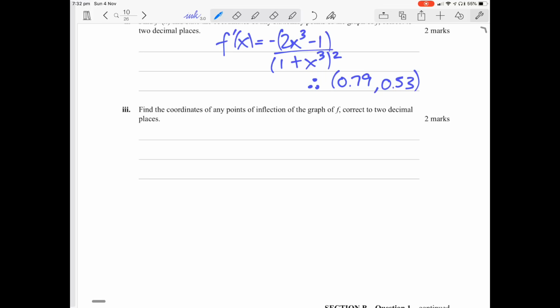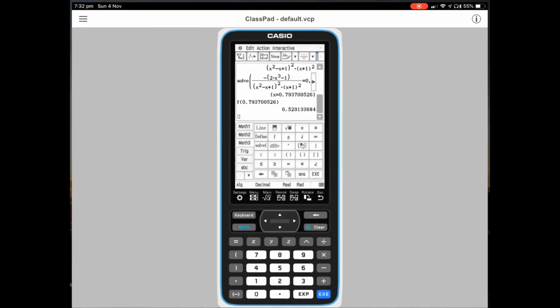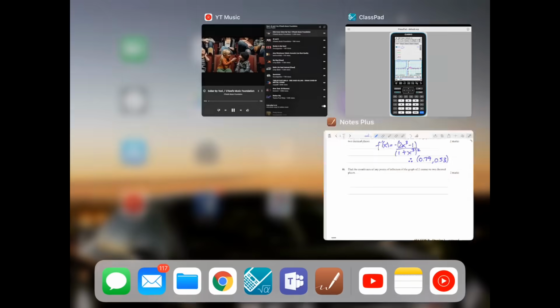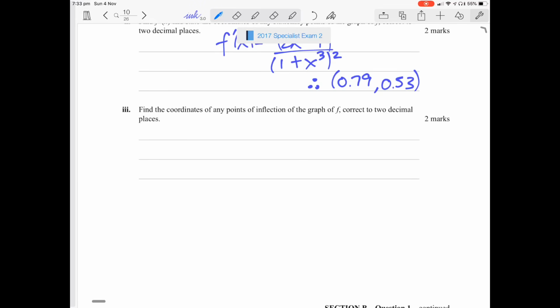Okay, find the coordinates of any points of inflection of the graph of f correct to 2 decimal places. Now some kids don't know this, but if you go into graph and table, sketch the graph, analysis G solve, inflection, 1.26 and 0.42. So 1.26, 0.42.